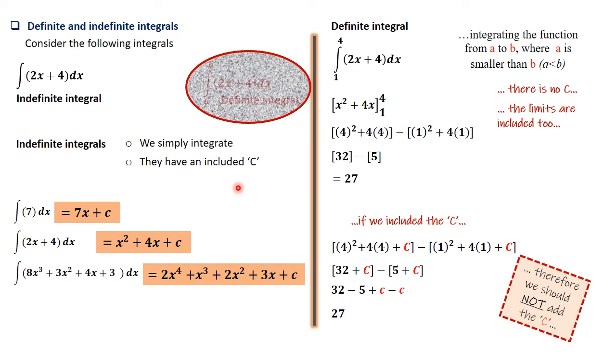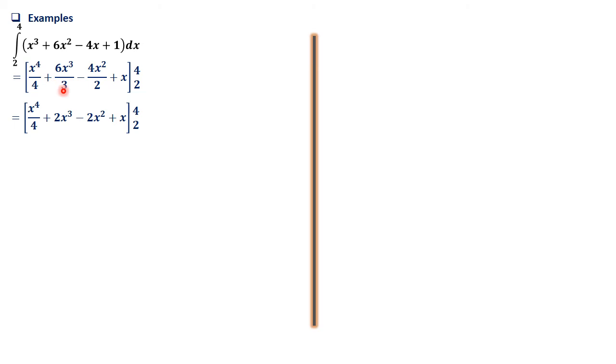Let's go to actual examples on definite integrals. We have a question there. We are told to integrate x cubed plus 6x squared minus 4x plus 1 with respect to x from 2 to 4. And therefore, the integration of this, following the rules of integration, is going to be this one here. Remember, we are not adding the c. Now, I have simplified this by cancelling out the second and third terms by 2 and 3 respectively. So we have that.